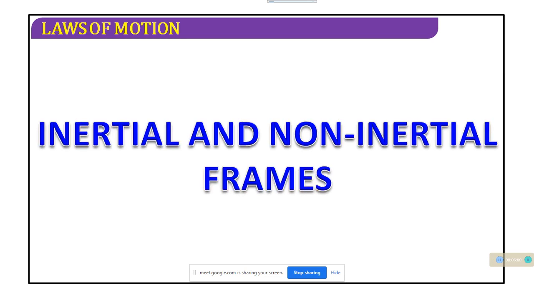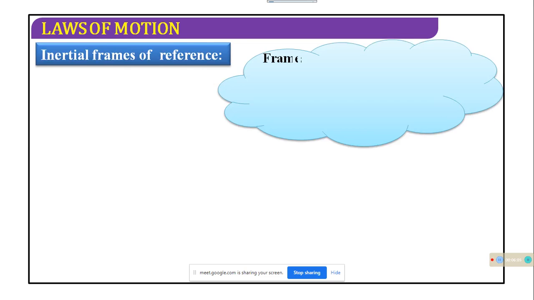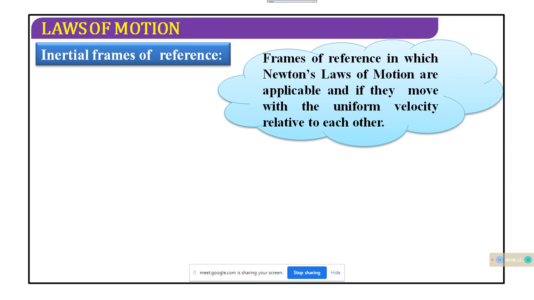Inertial and non-inertial frames. If the body moves in a straight line with the same velocity, the frame is called an inertial frame. If it is not uniform velocity, an accelerating frame is called a non-inertial frame. This is an easy terminology to understand inertial and non-inertial frames. A frame of reference in which Newton's laws of motion are applicable, if they move with uniform velocity relative to each other, is an inertial frame.